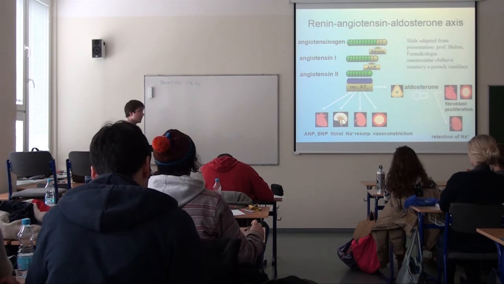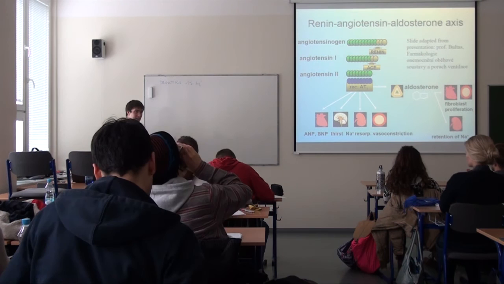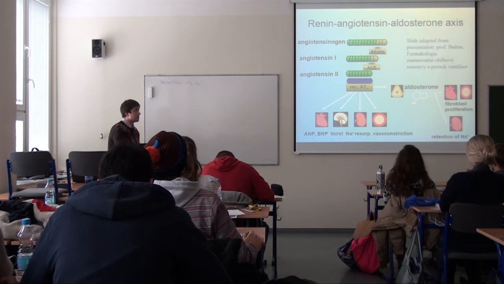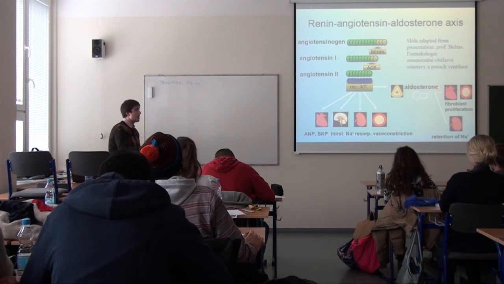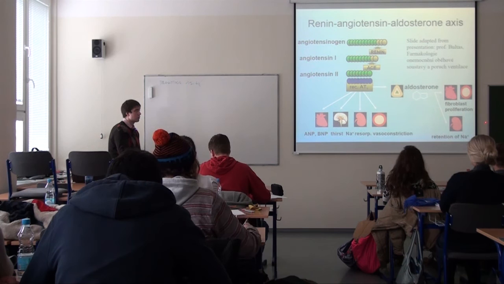And the last function is to complete the whole axis. It means renin, angiotensin, aldosterone axis. In suprarenal gland, AT1 receptor increases the production of one steroid hormone, aldosterone. And aldosterone has similar action as angiotensin, so it increases the resorption of sodium, and also it modulates the blood pressure.